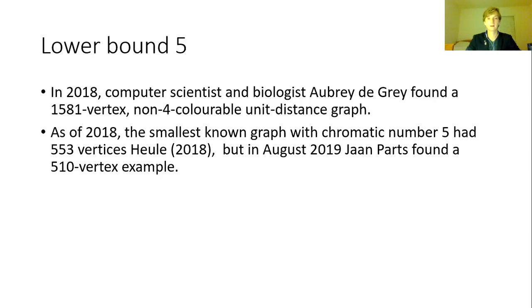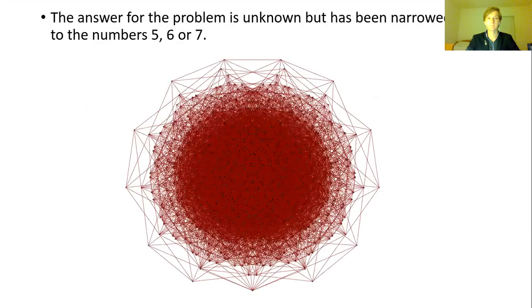Later on in the same year, after people started researching more, they found smaller examples, a 553 vertex example and then a 510 vertex example in 2019. So the answer so far is unknown for the proper coloring of a plane, and it's between 5, 6, and 7. So far any of these numbers could be it. And here is an example of the first non-4-colorable graph that was found. Pretty crazy, right?